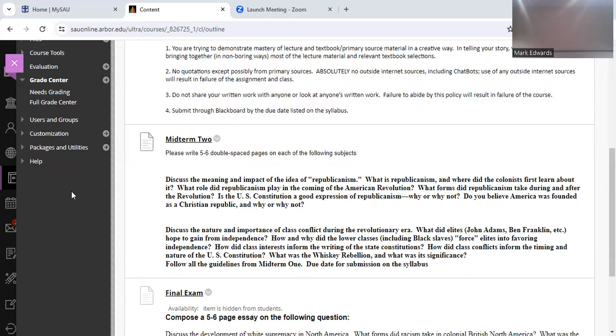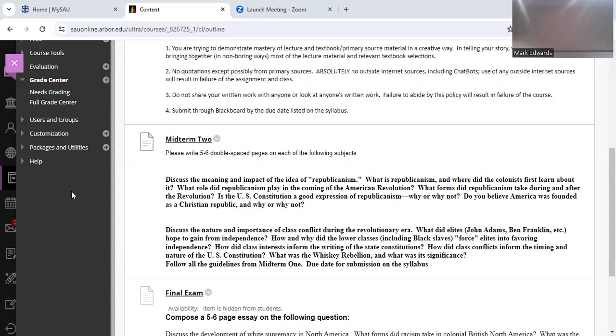I would more or less use the questions to structure your essay, right? So I would kind of cut and paste this question into your text and then just break it out. So discuss the meaning of republicanism, that's kind of the title of this essay. What is republicanism? Where did the colonists first learn about it? I would have that across the screen, then provide your 2-3 paragraph answer. And then the next question, what role did republicanism play in the coming American Revolution? Provide your answer. Then what forms did republicanism take during and after the revolution?